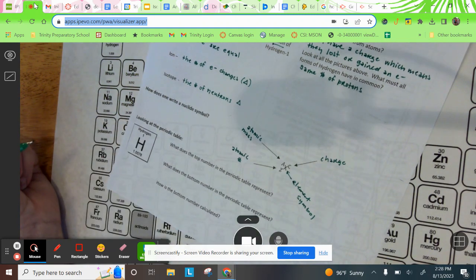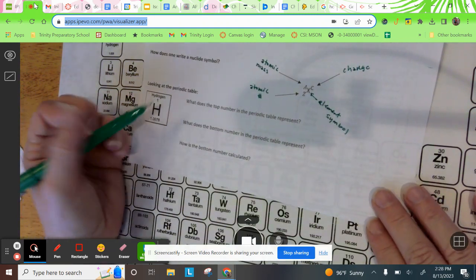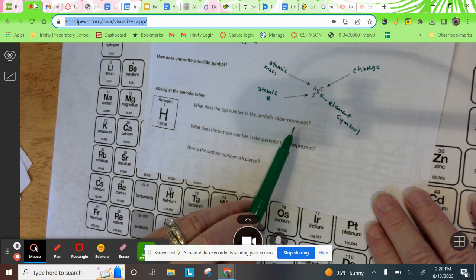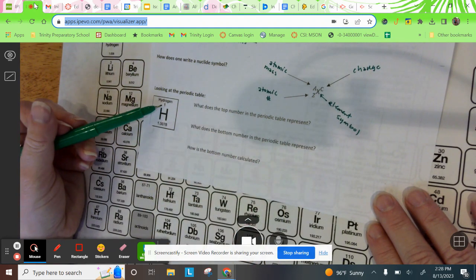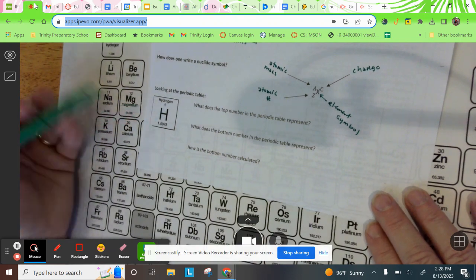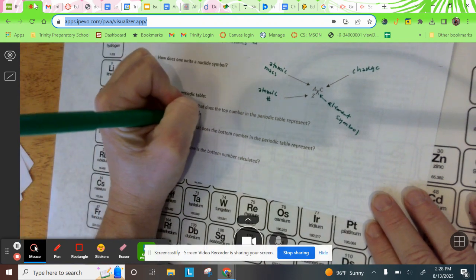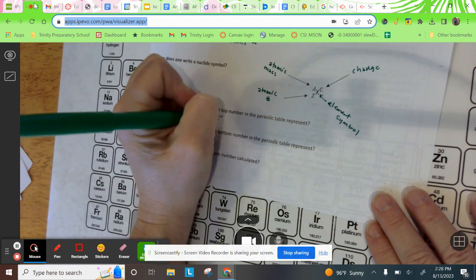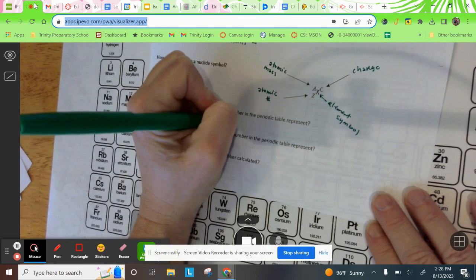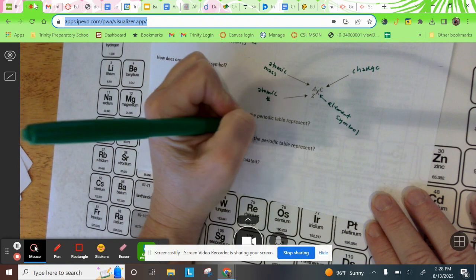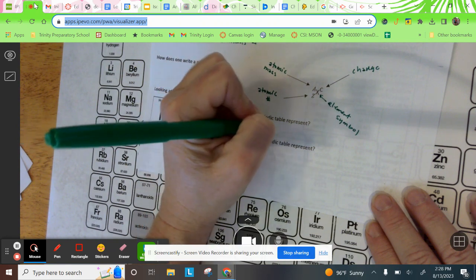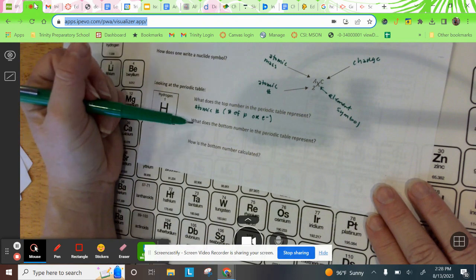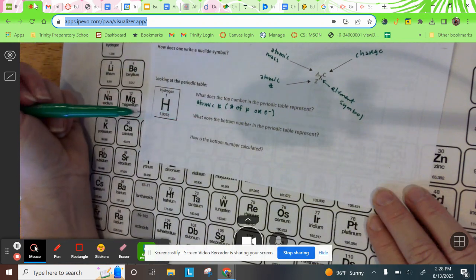Okay. All right, let's look down at the bottom here and answer questions about hydrogen. So, what does the top number of the table represent? If we're looking at it in this format, the number one is the atomic number, which is the same as saying the number of protons or electrons in a neutral atom. Because remember, in an ion, the electrons can change.